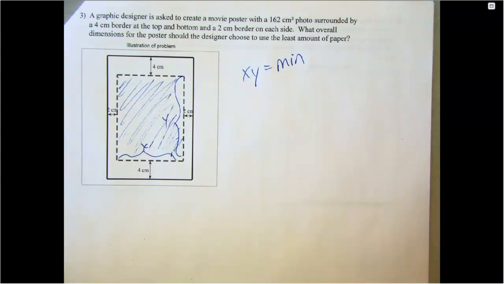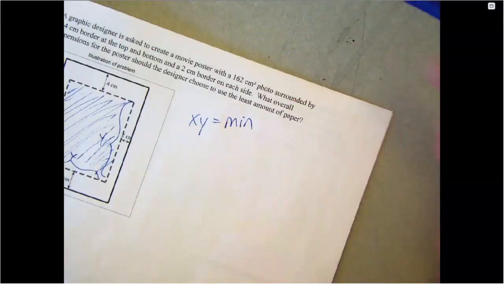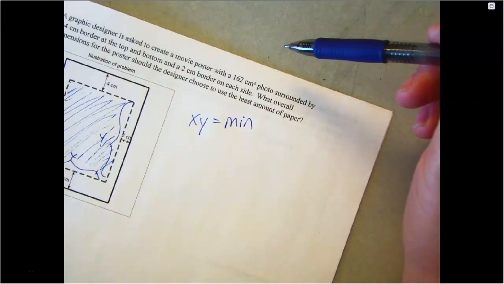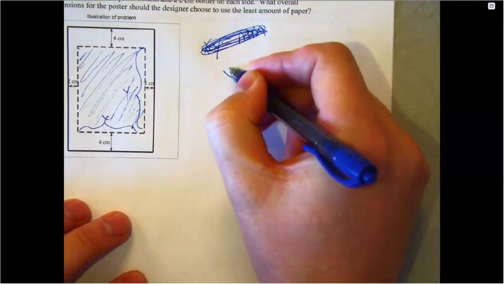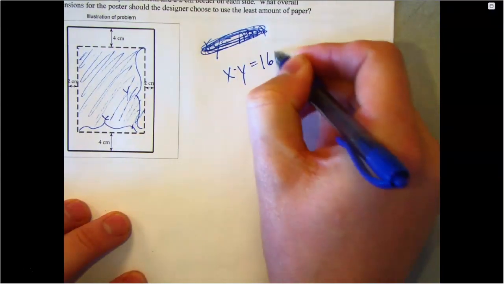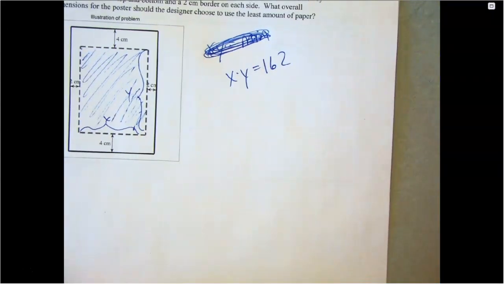What is a 162? The photo is 162 centimeters squared. Oh yeah, so x times y is 162. My bad, thank you.